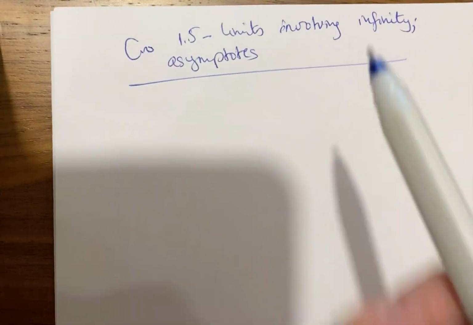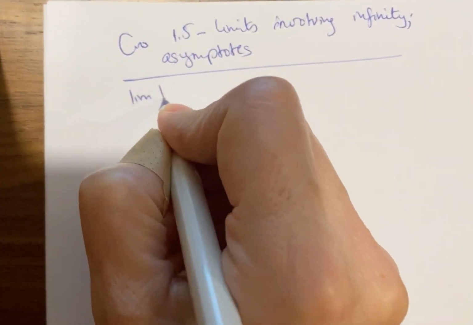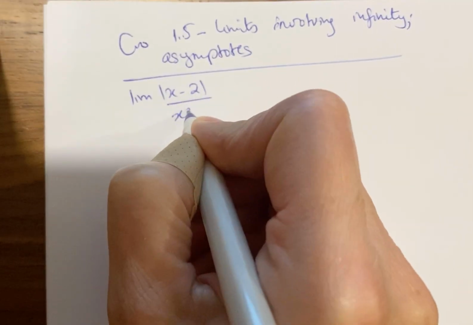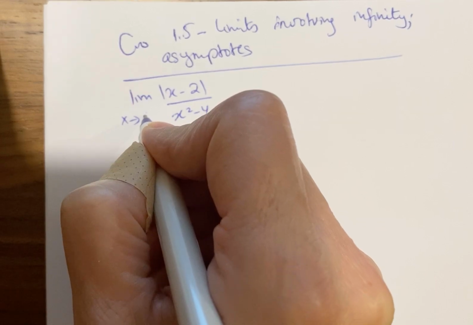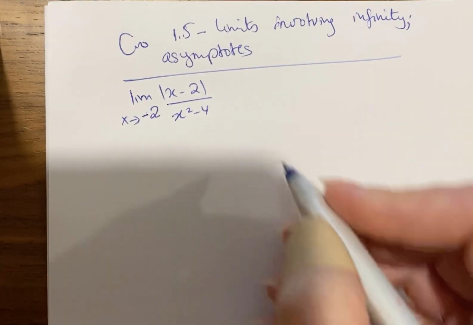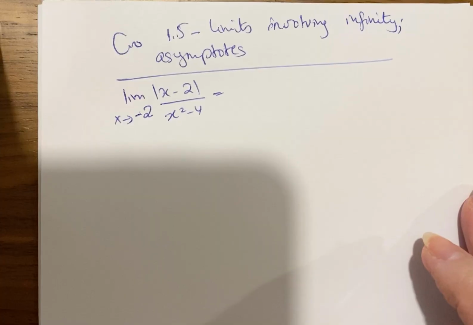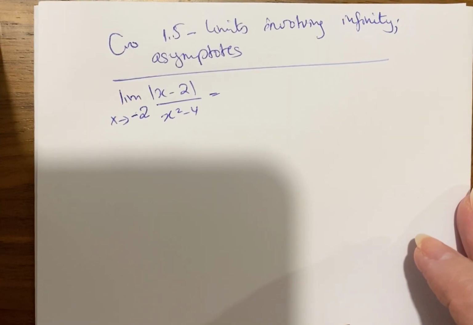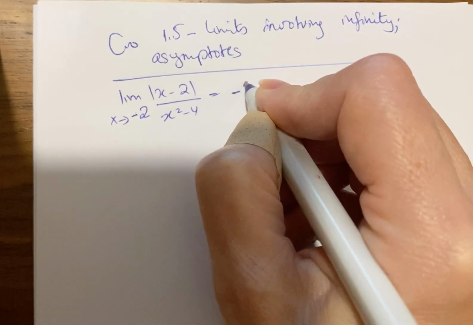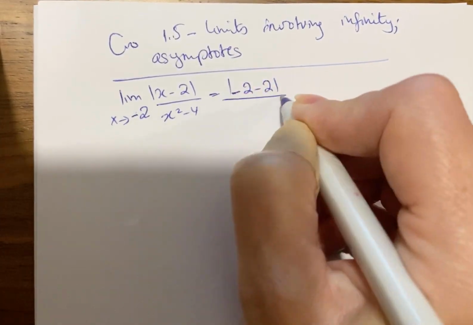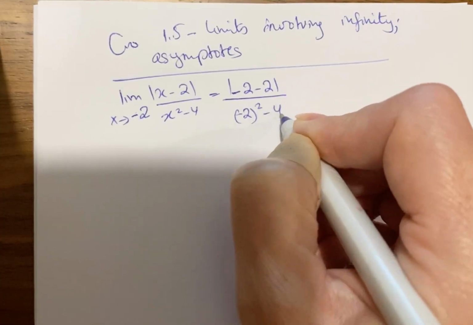But what will I use? I will use the first example, the limit of absolute value of x minus 2 over x squared minus 4 as x approaches minus 2. I want to use this example first to remind you that with limits, first you substitute. You do not assume that there's a problem before you really prove it there is a problem. So you substitute minus 2 into absolute value of minus 2 minus 2 over minus 2 squared minus 4.